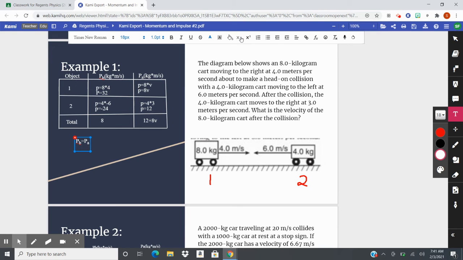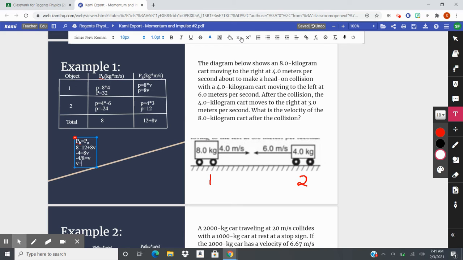All right, now let's plug in. Momentum before is equal to 8, and that is equal to 12 plus 8v. Let's subtract that 12 over. So we have 8 minus 12. Plugging that into your calculator, you're going to get negative 4 is equal to 8v. Let's divide that 8 over. So negative 4 divided by 8 equals v.